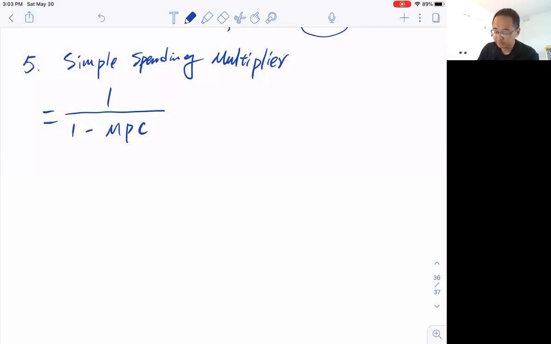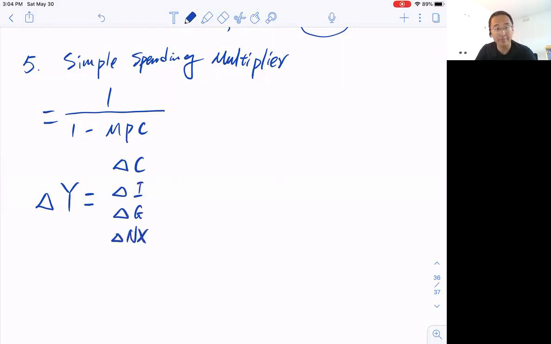So the full formula for how this works is that the change in real GDP, Y, equals some initial change. So any part of real GDP can be the initial change. It can be a change in consumption, or a change in investment, or change in government spending, or change in net exports. So any of these 4 can happen. So whatever the initial change is, multiplied by the multiplier, okay?